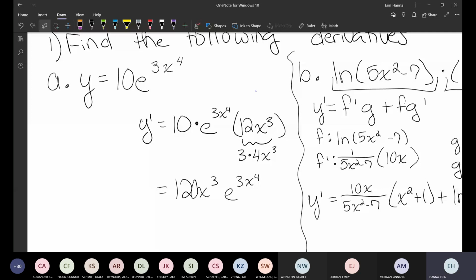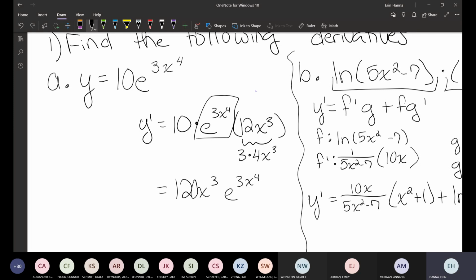We've got an e to the something, right? And that 10 in front doesn't really matter. That just comes along for the ride. The first thing we deal with, just rewrite that 10, comes along. Since that exponent on the e is more complicated than just an x, this is going to be a chain rule. So what's our outside function? We technically have an e to the, you know, something. So what's the derivative of e to the something? e to that thing.